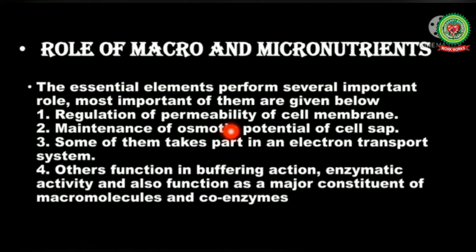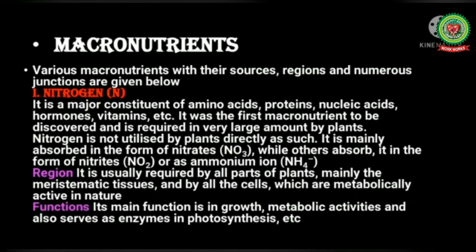Plants usually develop some characteristic symptoms due to the deficiency of essential elements. Such visually observable symptoms often help in determining the necessity of these macro and micronutrients. So let's discuss these macronutrients and micronutrients in detail.